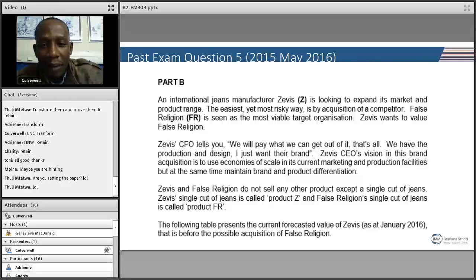An international jean manufacturer, Zevis, Z, is looking to expand its market and product range. Look at the objective. This is more marketing than anything else. They want to expand the market, gain market share, and also expand the product range. The easiest, yet the most risky way is by acquisition of a competitor. In this regard, False Religion is seen as the most viable target organization, meaning FR, it is a competitor.